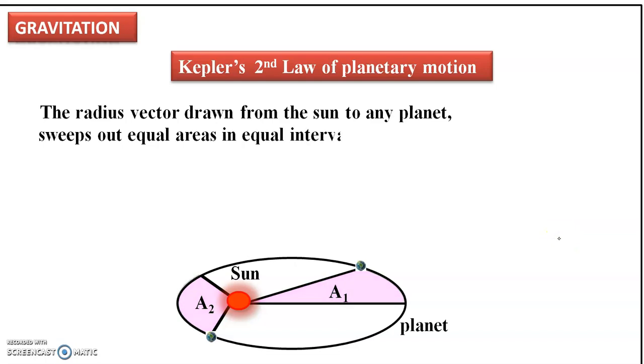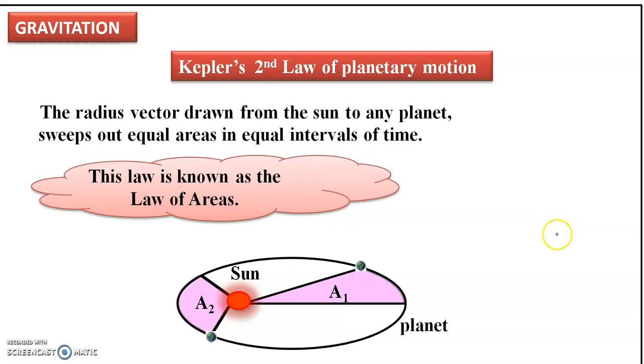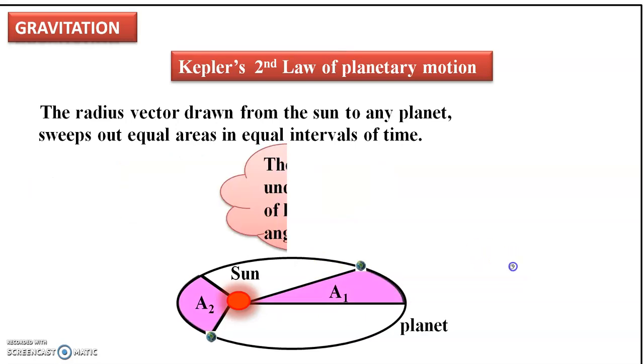What does the second law state? The line joining the sun and planet, we call it the radius vector. The radius vector drawn from the sun to any planet sweeps out equal areas in equal intervals of time. This is Kepler's second law of planetary motion. This law is also known as the law of areas. Why? Because the area covered by the radius vector is explained by this law.